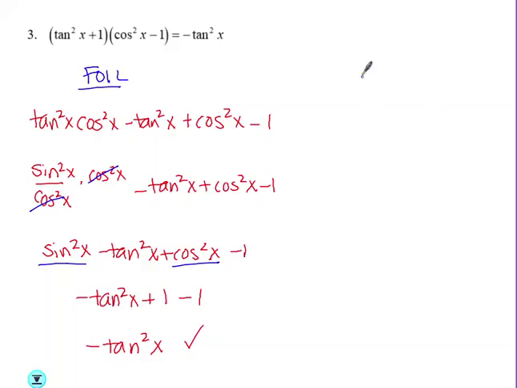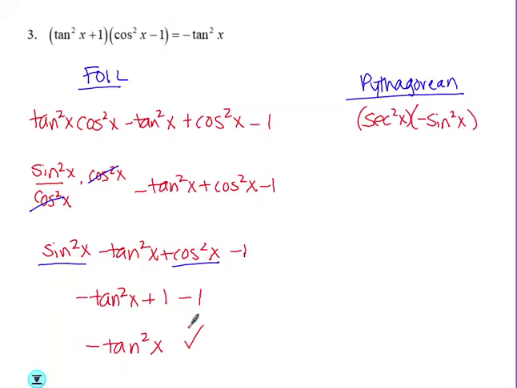Another method uses the Pythagorean identities. I know that tangent squared of x plus 1 is the same as secant squared of x. I also know if I rearrange my identities that cosine squared of x minus 1 is equal to negative sine squared of x.